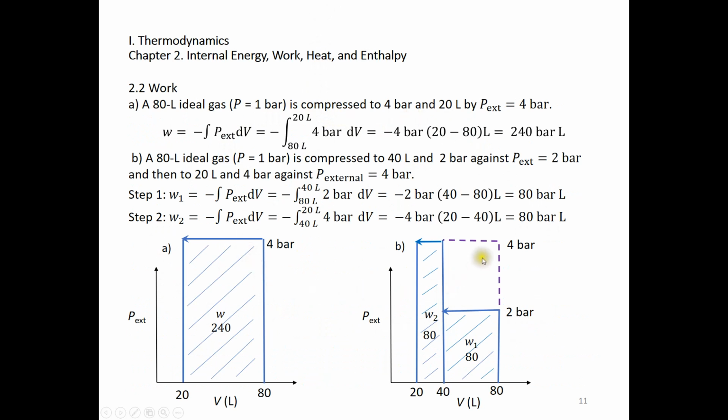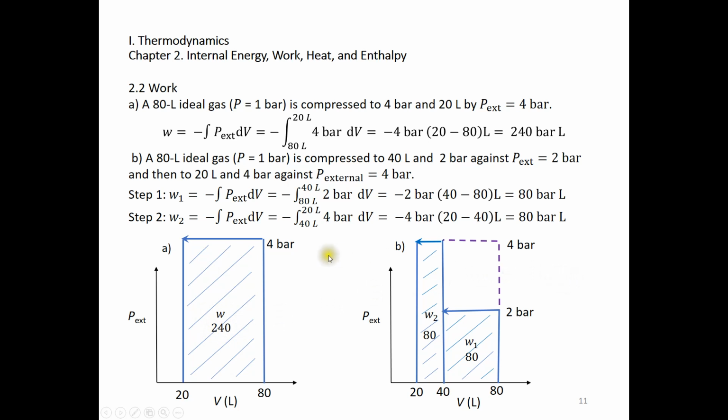Now again, let's visualize these two processes. In the one-step process, the external pressure is 4 bars. So I'm going to plot this P external over V. The initial volume is 80. The final volume is 20 liters. So it goes from 80 to 20. The external pressure is 4 bar. So I'm making this rectangle. The height is 4 bars. The width is 80 minus 20, which is 60. And we can easily see the area of this rectangle is 4 bars times 60 liters. Therefore, it's actually 240 bar liters. The surroundings does this amount of work to the system.